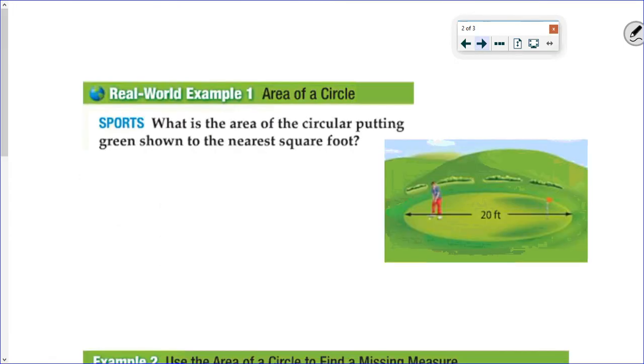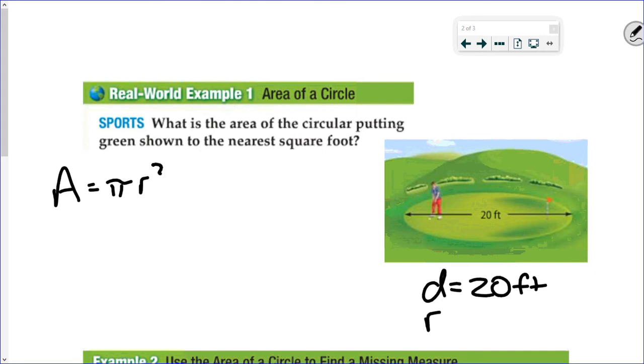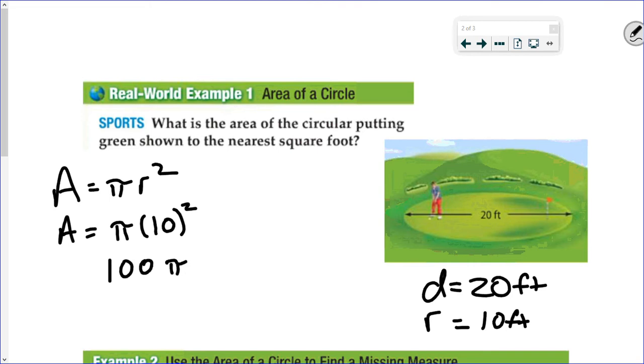So if we use this here: what is the area of the circular putting green shown to the nearest square foot? We're given the diameter, 20 feet, so we need the radius to use our A equals pi r squared formula. The radius is half the diameter, so the radius here is 10. A equals pi times the radius 10 squared. 10 squared is 100, so this is 100 times pi.